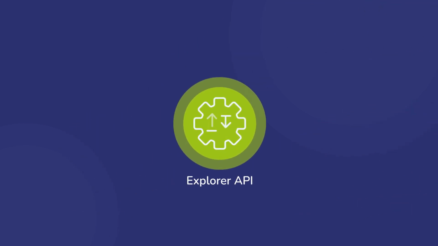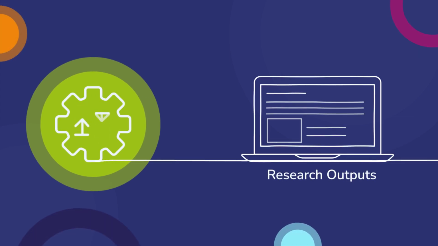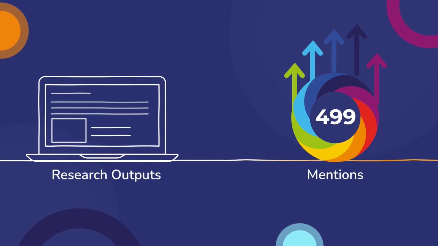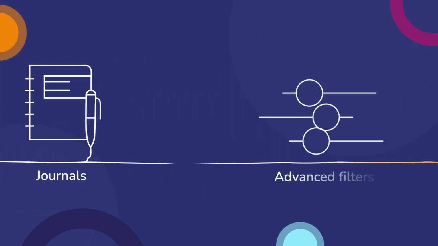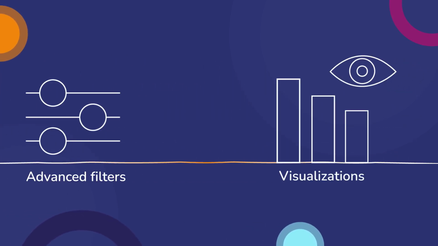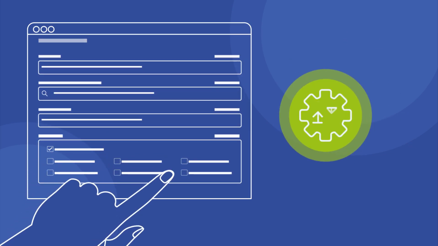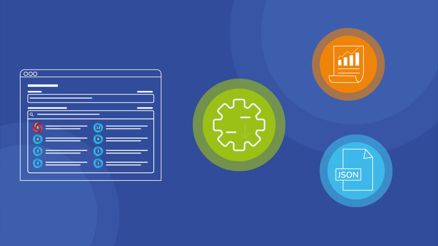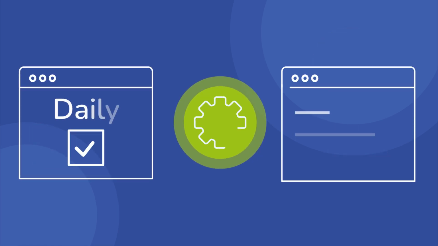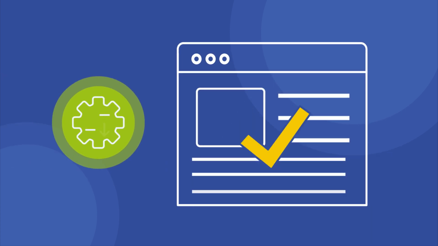Built for exploration, the Explorer API allows you to quickly find data, such as research outputs, mentions, demographics, journals, and add advanced filters to create unique visualizations. It's best suited to you if you want to carry out more in-depth queries to analyze and visualize results in custom ways. You can even use it to automatically run a query for an ongoing report or internal dashboard.